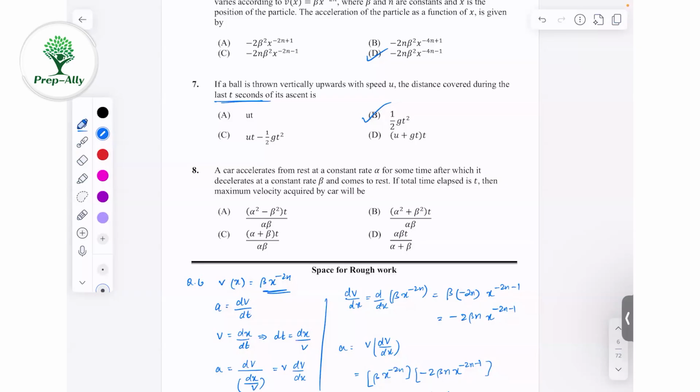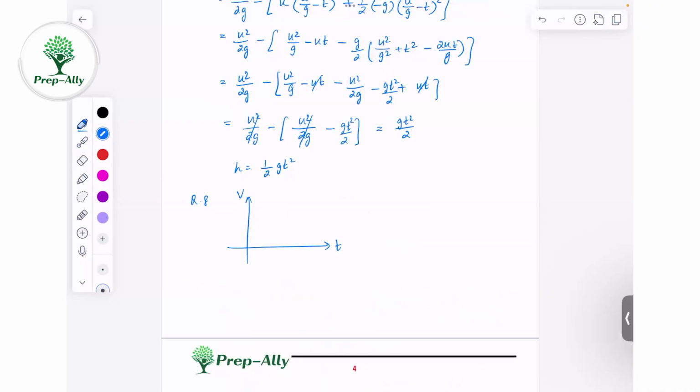Question 8. A car accelerates from rest at a constant rate alpha for some time, after which it decelerates at a constant rate beta and comes to rest. If total time elapsed is t, then the maximum velocity acquired by the car will be. If we plot a velocity time graph, it would look something like this. Initially, the body accelerates at a rate of alpha and then it decelerates at some rate beta. So let us say the maximum velocity is some v.